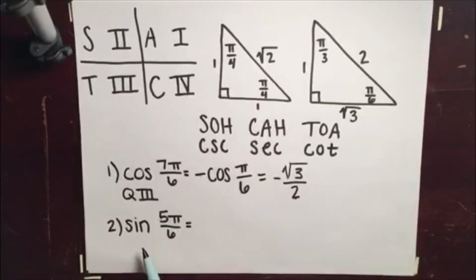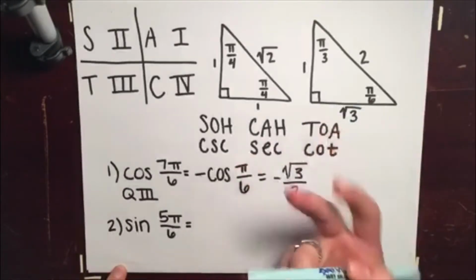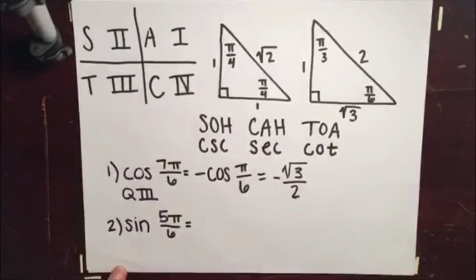Okay, so let's take a look at sine of 5 pi over 6. Okay, so first, 5 pi over 6 is in what quadrant? It is in quadrant 2. Sine is positive in quadrant 2.